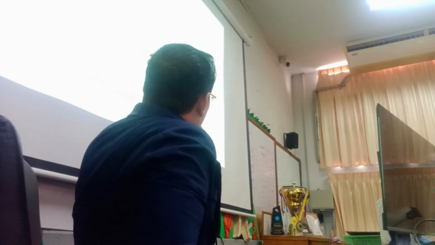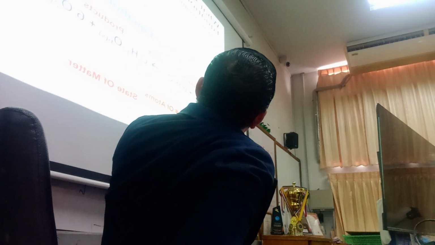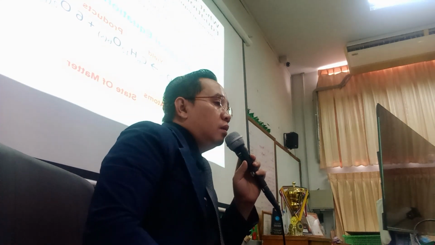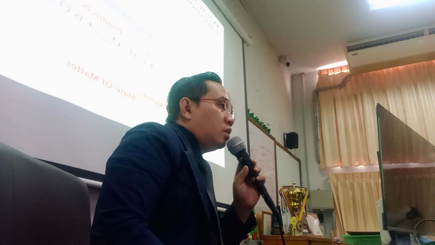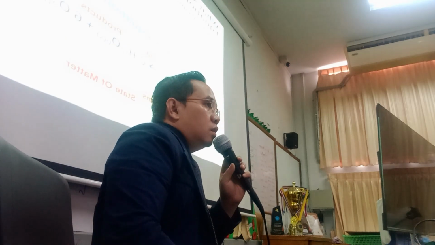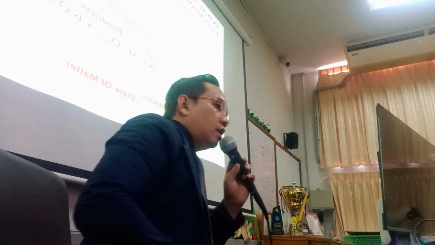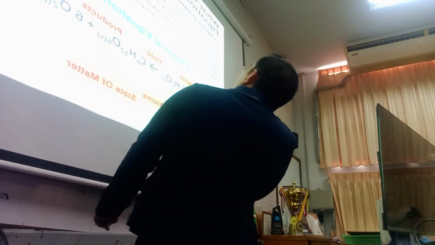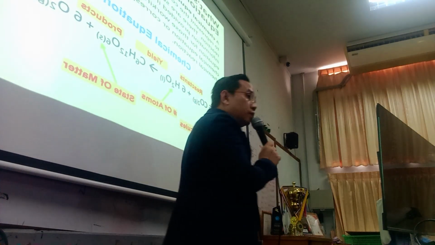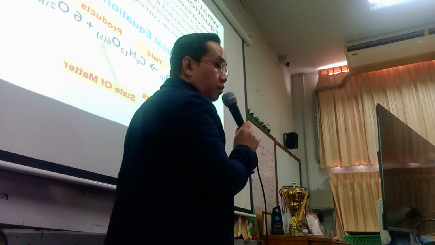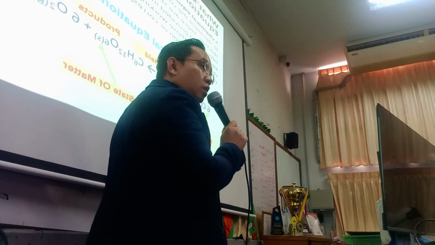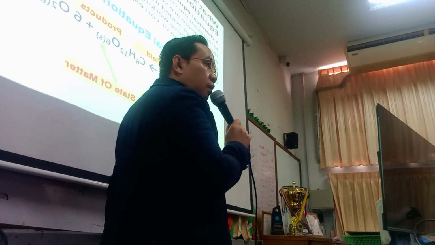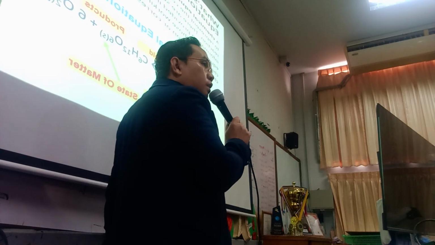So once again, let's have a short overview of what a chemical equation is. So what is a chemical equation exactly? A chemical equation is a shorthand technique to represent the components of a chemical reaction. As I've mentioned earlier, this is a shorthand way.